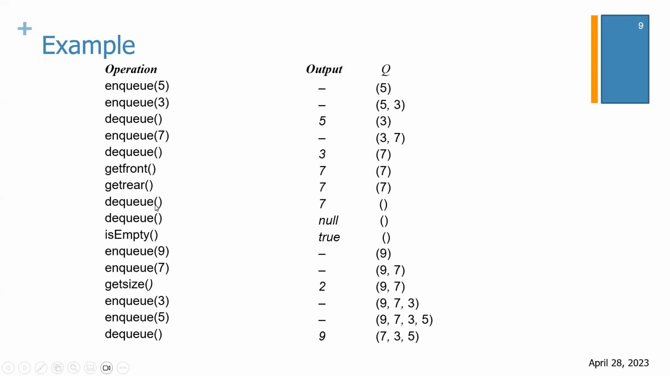Here for DQ, if you try to DQ, well, this is underflow, meaning that you try to DQ which is empty, so we'll return null. Is empty, true, and so on. You can NQ to fill the Q again, start from 9 and then 7. So get size now 2 elements, and so on for DQ to remove from front. I think this example can explain how to insert, how to remove, and how to inquire for front and inquire about is empty or not.